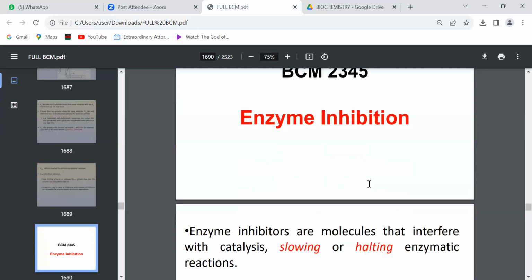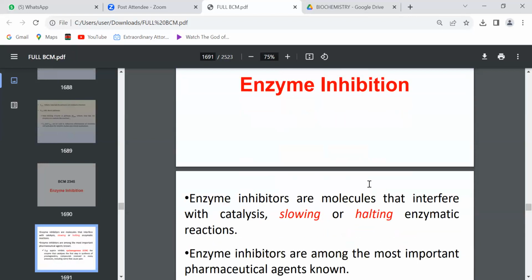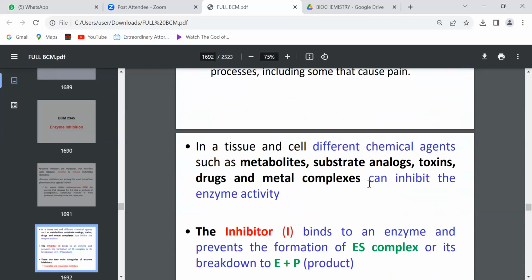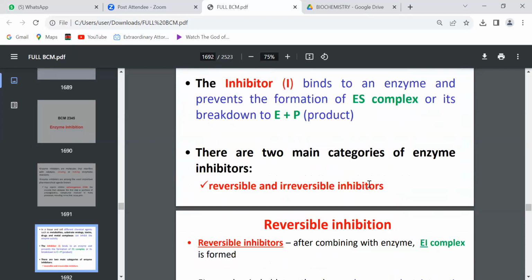So we said enzyme inhibitors just slow or stop enzymatic reactions, but they do not denature the enzyme. Now, inhibitors can be of two types, either reversible or irreversible.